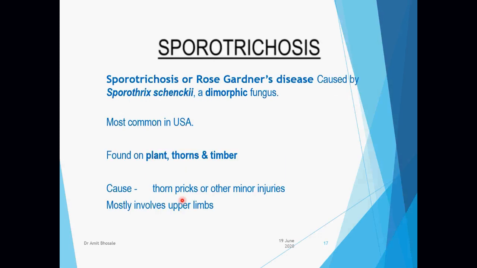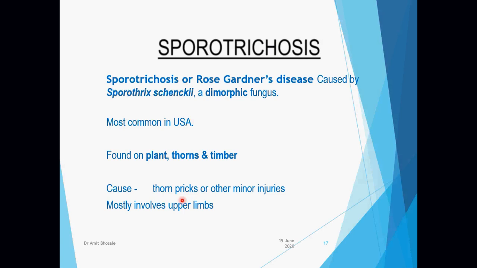Coming to the next subcutaneous mycosis, that is sporotrichosis. Sporotrichosis, also known as Rose Gardener's disease, is caused by Sporothrix schenckii, a dimorphic fungus. You must know that a dimorphic fungus has two morphologies at two different temperatures. At 37 degrees Celsius, it will give the appearance of a yeast, and at 25 degrees Celsius, it will give an appearance of a mold.